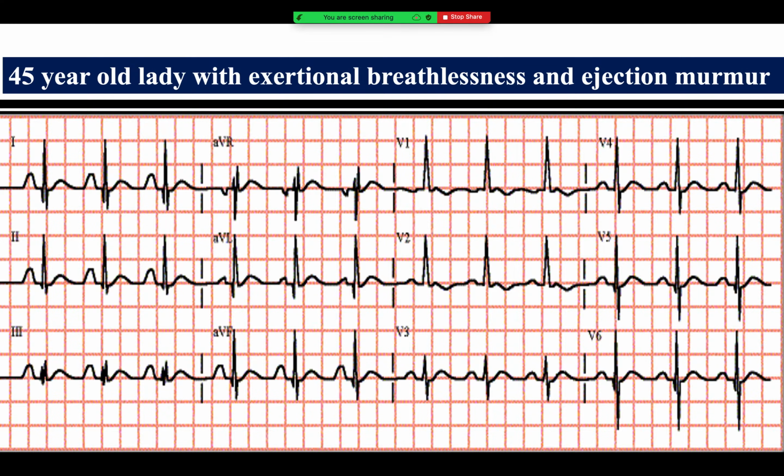How about this 45-year-old lady with the exertional breathlessness and an ejection murmur? I'll give you a hint. I am a nice person, isn't it? So these two areas you should try to focus upon. People say to me that I'm a super nice person. So I'll try to show you my super niceness. How? I'll give you one more ECG.